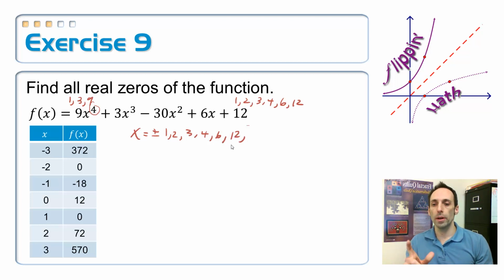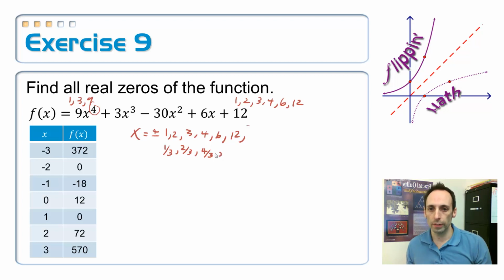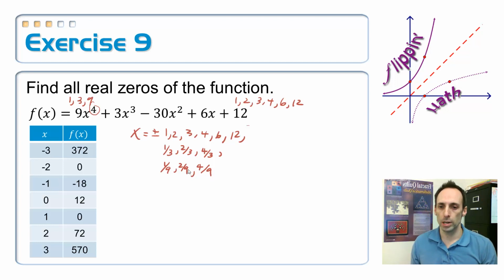Now divide them all by 3s. So 1/3, 2/3. I don't have to divide the 3; 3 divided by 3 is 1. 4/3, 6/3 is 2, and 12/3 is 4. I already have it. And then divide them all by 9. So 1/9, 2/9, and 4/9. Okay, so that's a pretty big list.